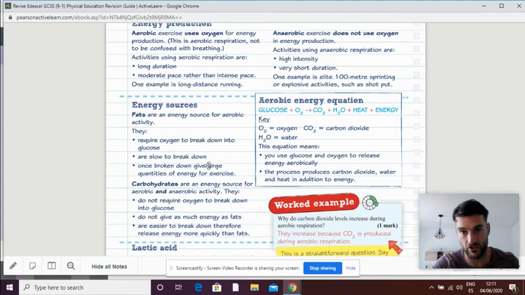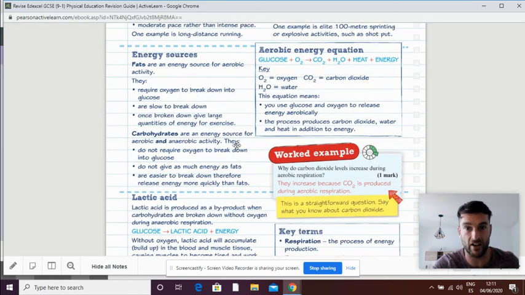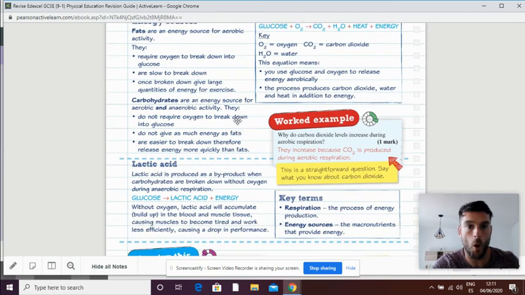Okay, so the equations: glucose plus O2 equals CO2 plus water, H2O, plus heat plus energy. This is aerobic energy. On the other hand, we have a different equation, which is not on the board here.